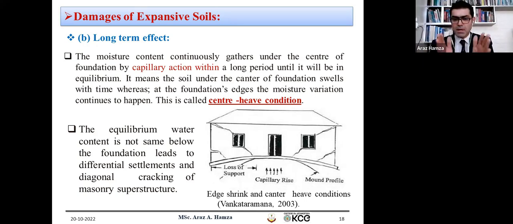It means that there's no homogeneous water content beneath your foundation. At that time, as you can see, at the center of the foundation there's swelling, and at the edge of the foundation we have the shrinkage. This is the edge shrink and center heave phenomenon, also known as the long-term effect of expansive soil on our project.